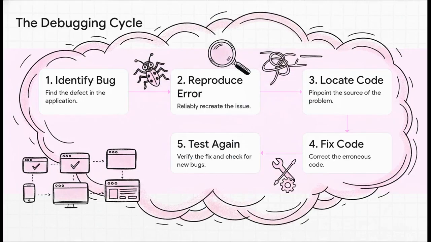And these platforms are a lifesaver because finding and fixing just one bug is such a grind. You have to find it, then figure out how to make it happen again reliably. Then you have to hunt down the exact line of code causing it, fix it, and then test everything all over again to make sure you didn't just break something else. These cloud platforms are designed to make that whole painful cycle way faster.